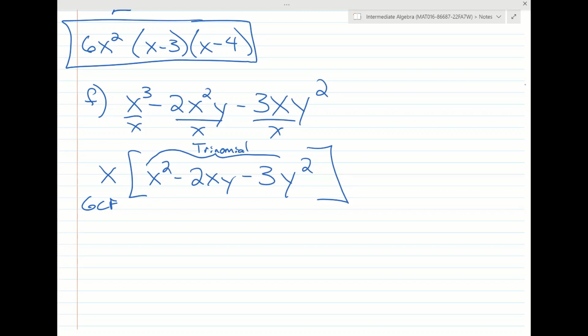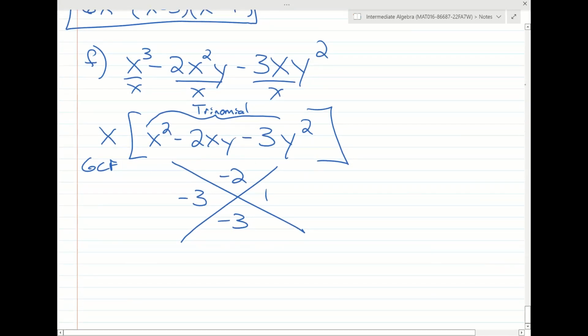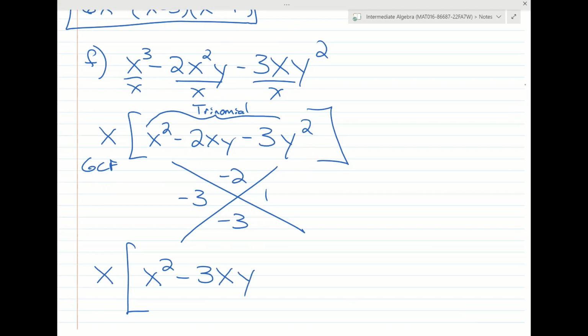All right. So let's go ahead and multiply these. 1 times -3 is -3. And -2. Numbers that give us what we want here would be -3 and 1. So when we go to set this up, don't forget the GCF. But then we have x squared minus 3xy plus 1xy minus 3y squared.